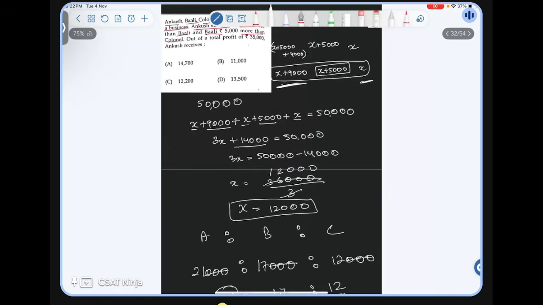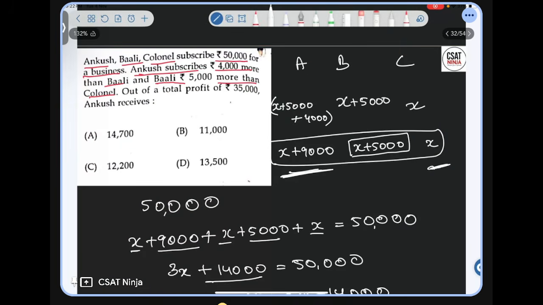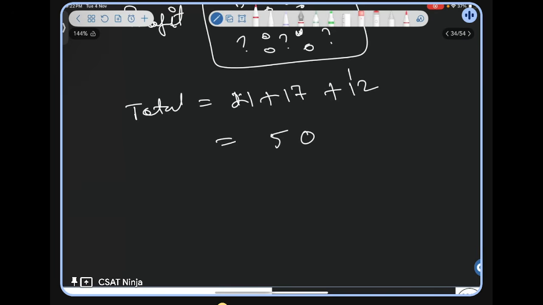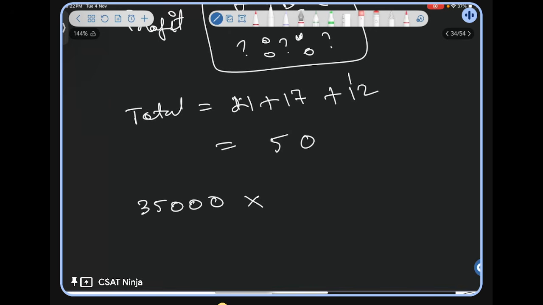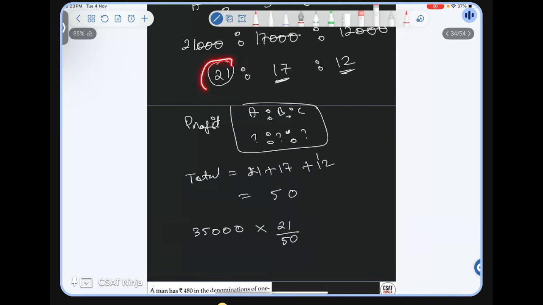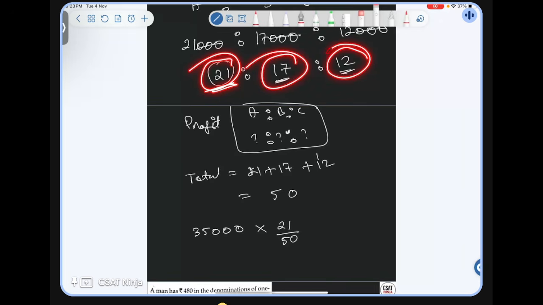The question says: how much did A receive out of a total profit of 35,000? That means there was a profit of 35,000, and out of that, A's share is how much? A's share is 21, out of how much? Out of a total of 50. You look at their investment ratio. A invested 21, B invested 17, and C invested 12.